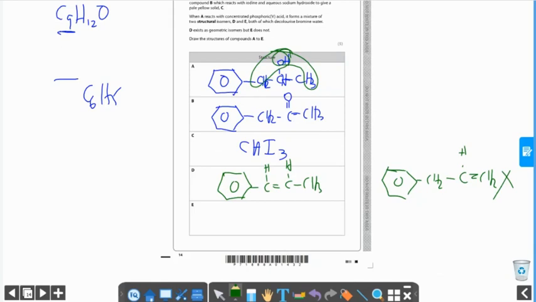A reacts with concentrated phosphoric acid, it forms a mixture of two structural isomers. D exists as geometric isomers, but not E. That means the other one should be this. This should be your E. But it doesn't exist as a geometric isomer. D and E are structural isomers. Both will decolorize bromine water, which means both have double bonds. But the thing is, E does not show geometric isomers. Clear?